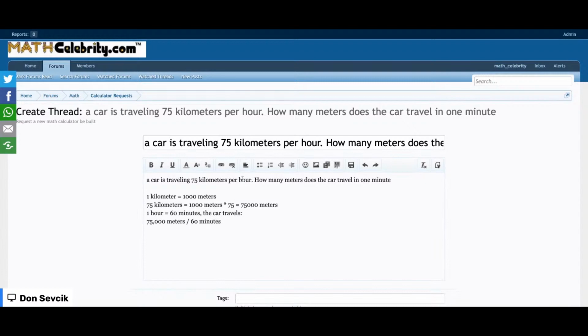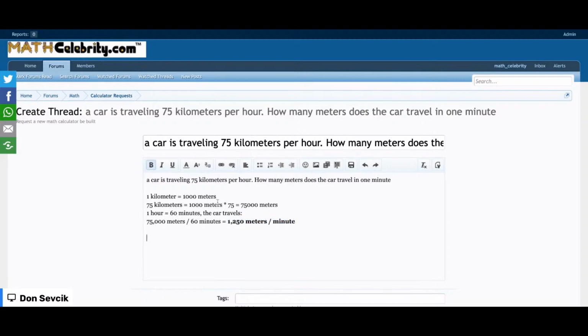Now we've taken kilometers an hour, and we've converted it to meters and minutes because that's what the problem asks for. The problem asks how many in 1 minute. So what we're going to do is divide 75,000 by 60, and we get 1,250 meters per minute, and that's our answer.